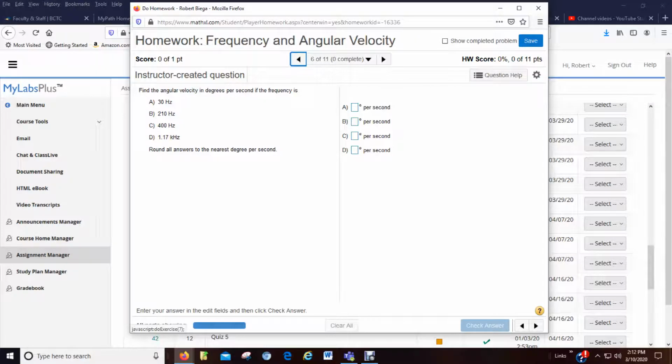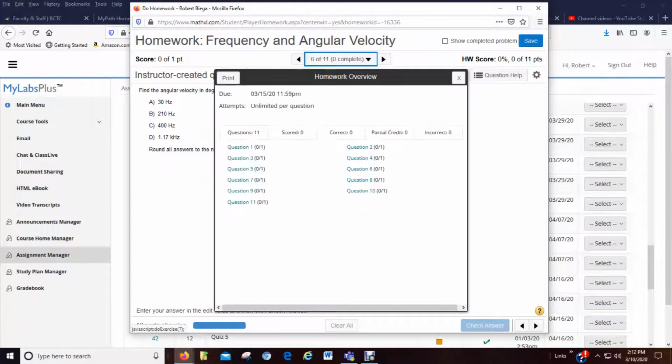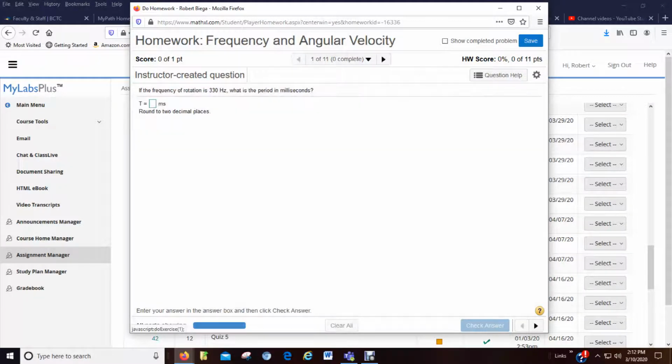I think the problem is you're getting your formulas mixed up, because in question 1, we're talking frequency, and we've got a formula that's 1 divided by frequency for time. Well, that's different, because that's asking for the period, the time period in milliseconds.